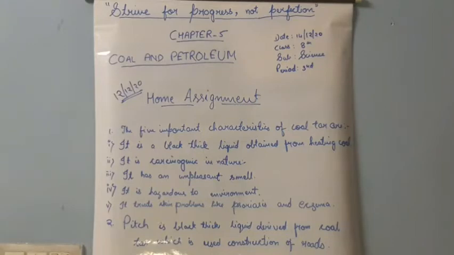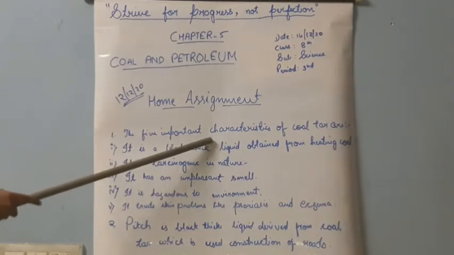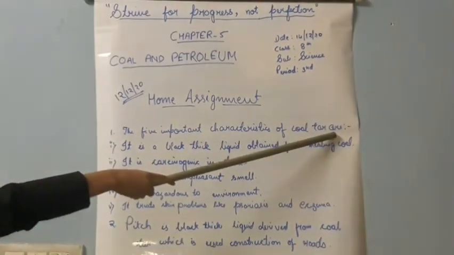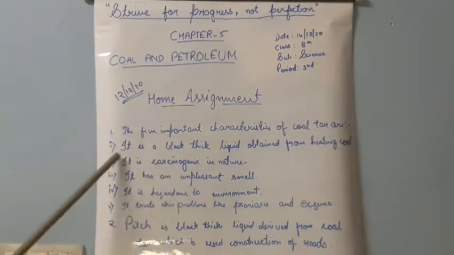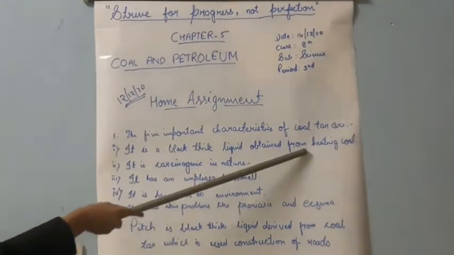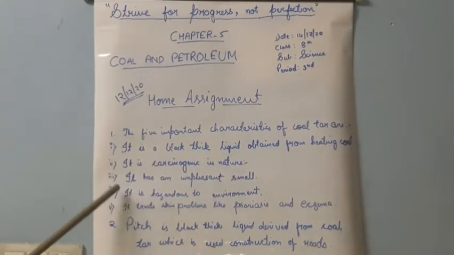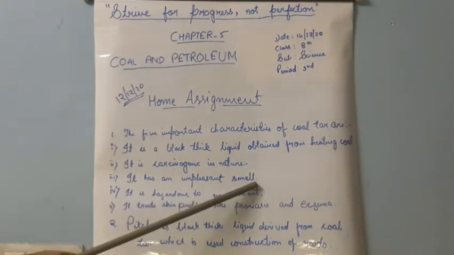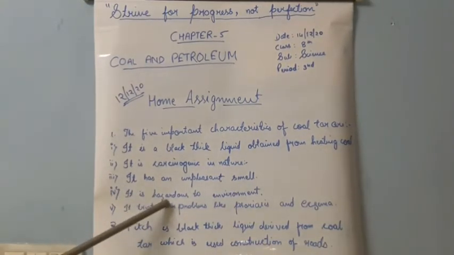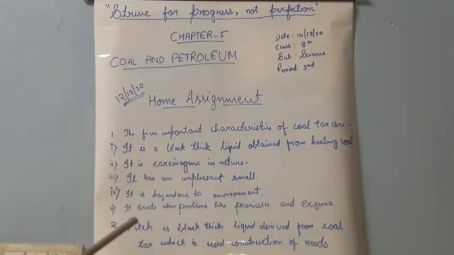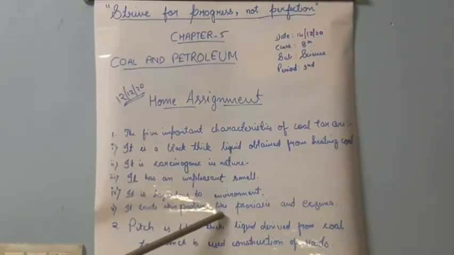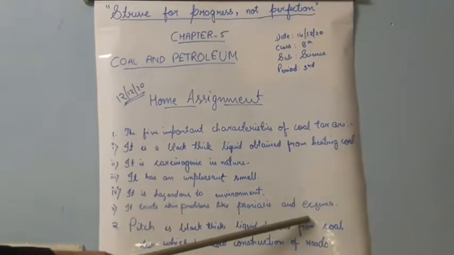The first question you got in the assignment was, write any 5 important characteristics of coal tar. So your answer would be the 5 important characteristics of coal tar. First, it is a black thick liquid obtained from heating coal. Second, it is carcinogenic in nature. Third, it has an unpleasant smell. Fourth, it is hazardous to environment. Then fifth, it treats skin problems like psoriasis and eczema.